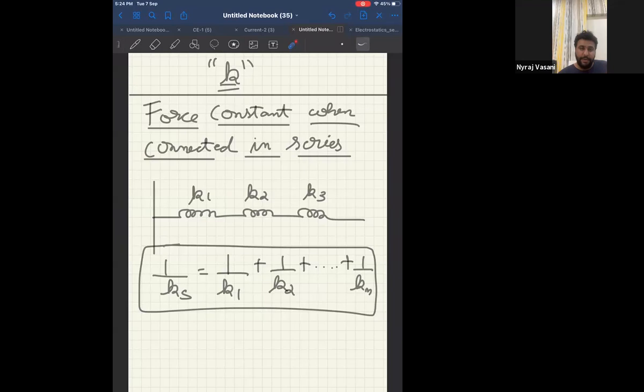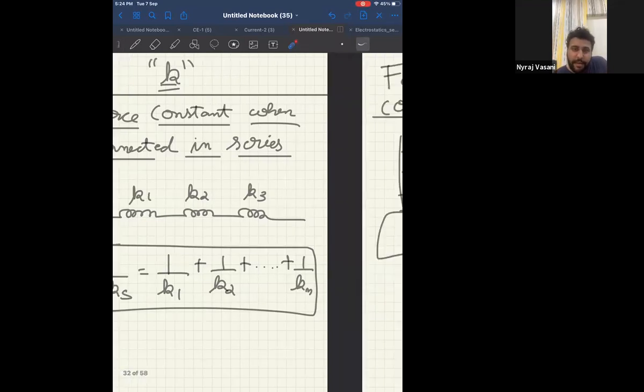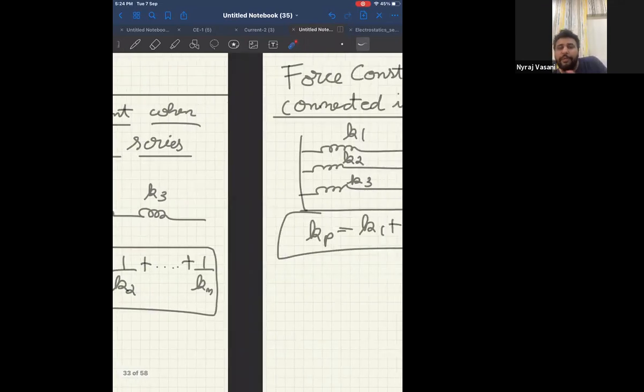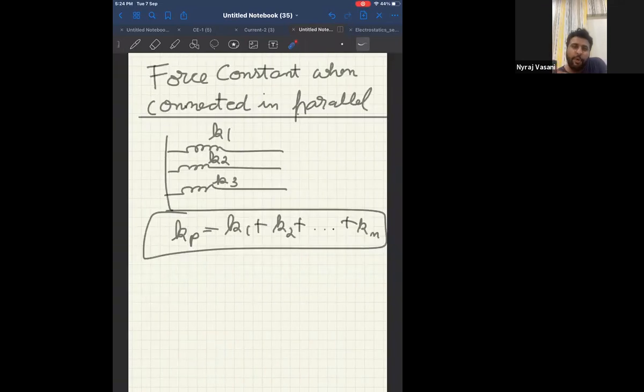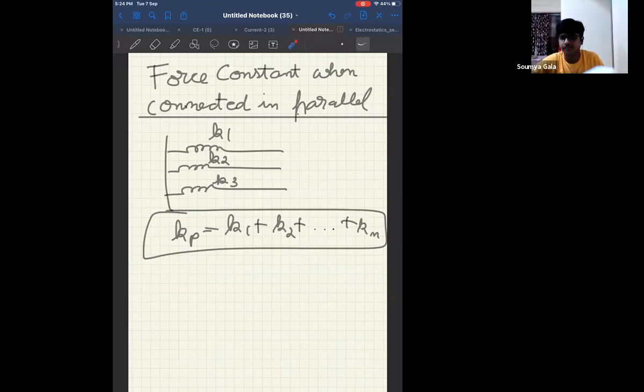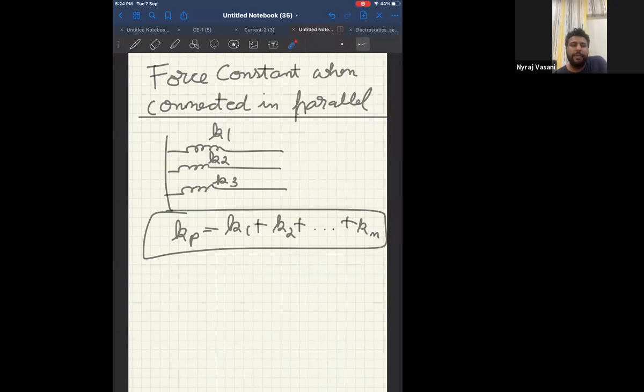Can I say springs in series is similar to resistance in parallel? Therefore, can I say springs in parallel will be similar to resistance in series? Look at the formula. Exactly the opposite. Therefore, the equivalent spring constant when they're connected in parallel will be Kp equal to K1 plus K2 plus dot dot dot. Therefore, make a note of these two formulae. Important from your boards plus MHT-CET point of view. So the equivalent force constant when they're connected in parallel, K1, K2, K3, where Kp is equal to K1 plus K2 plus dot dot dot Kn.